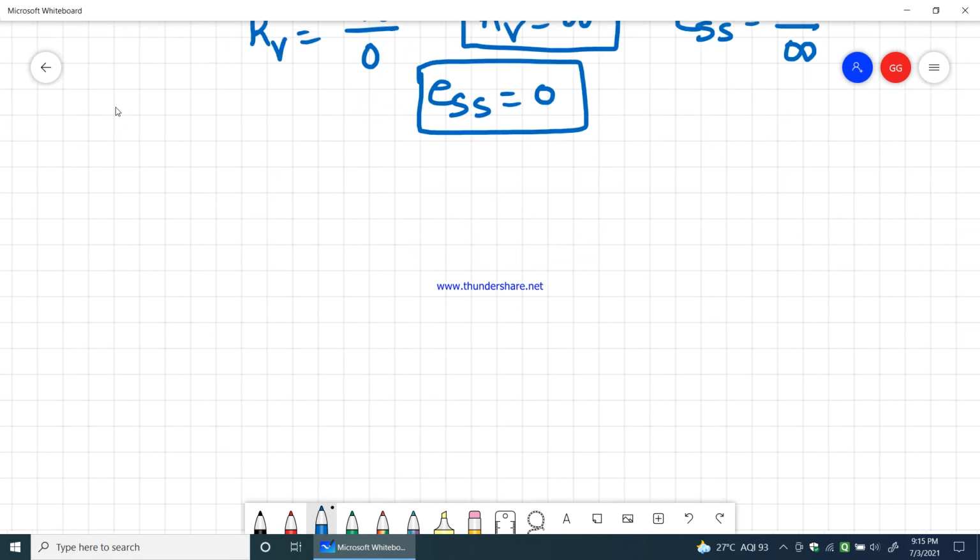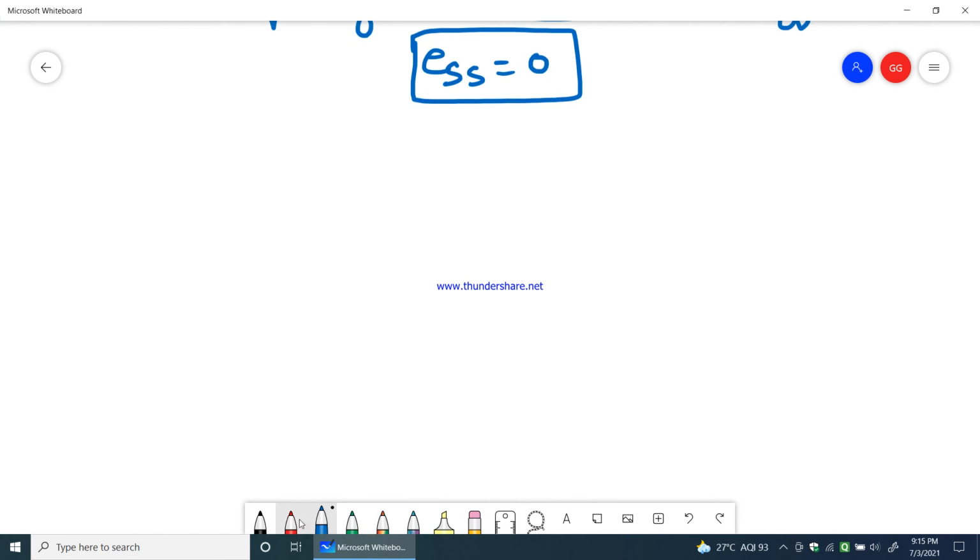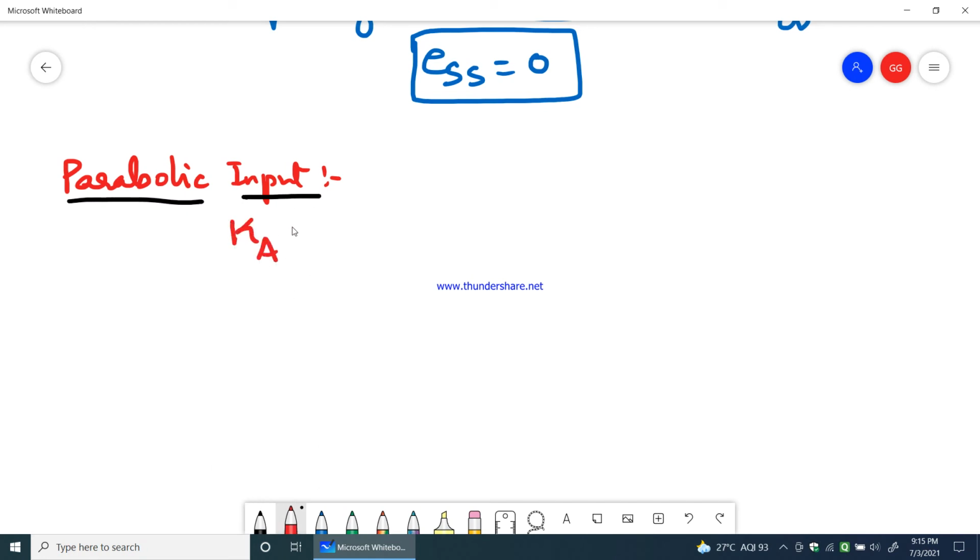Okay, last, let us go with the third input, which is parabolic input. So what is parabolic input? The acceleration coefficient for parabolic input, Ka, is equal to limit s tends to 0 of s square into G(s)H(s).